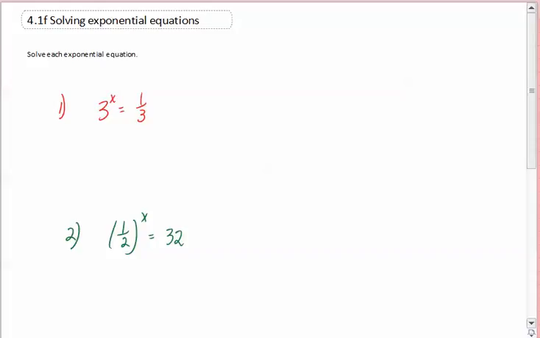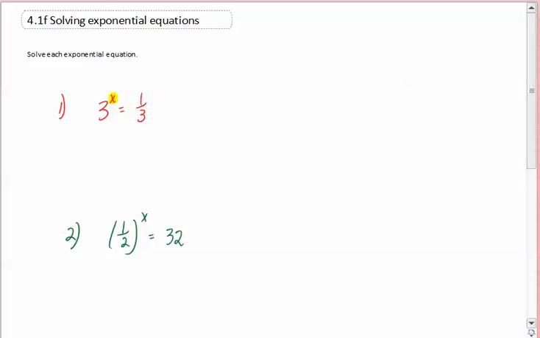So now we're going to take a look at solving exponential equations. The video right before this one, we looked at graphing exponential functions. And I said that the way that we know we have an exponential function is that the variable is floating in the exponent spot. Well, the way we know we're going to solve an exponential equation is the variable is floating in the exponent spot.